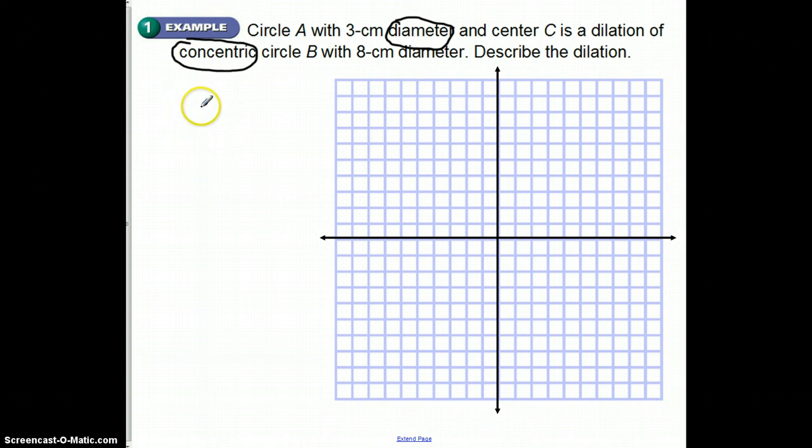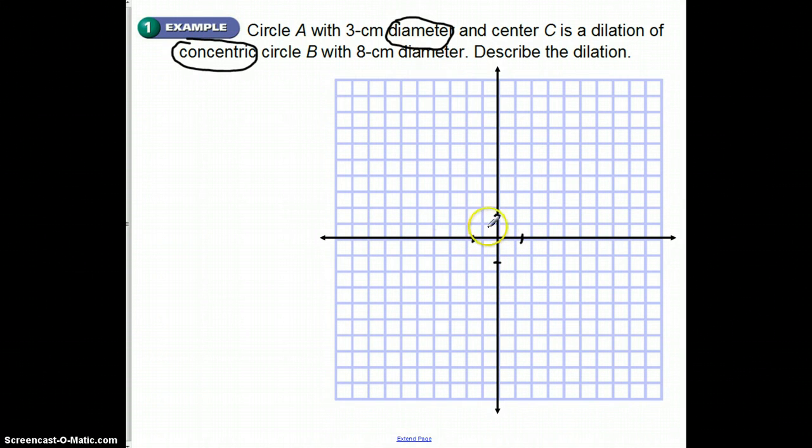A concentric circle are circles that share the same center. So if I was going to look at this, if I have a diameter of 3 centimeters, then if it was at 0, 0, I'd have to have 3 centimeters that went right through the middle. So if we went out 1.5 in each direction, that would give me a diameter of 3.